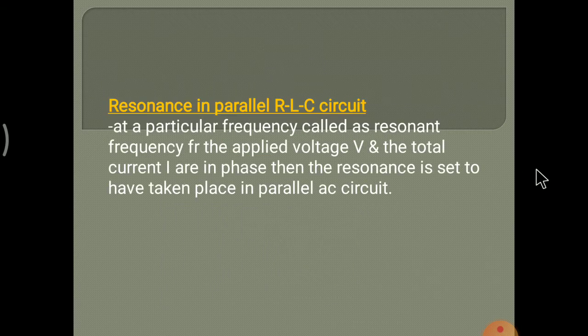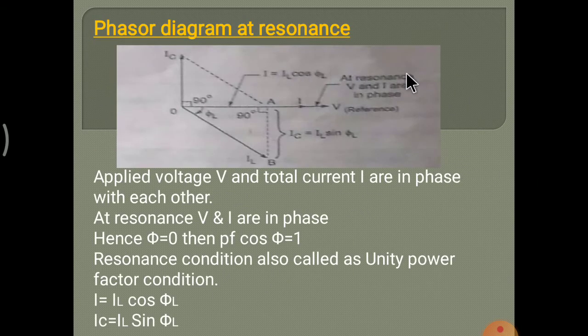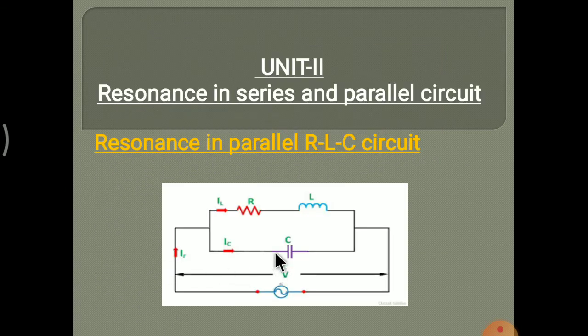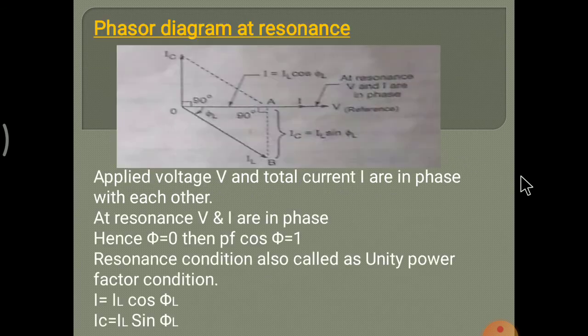Next point, phasor diagram at resonance. This is the phasor diagram. For both the branches, voltage is common. So for both branches in the RLC parallel circuit, the supply voltage V is the same. So supply voltage V is taken as the reference phasor.